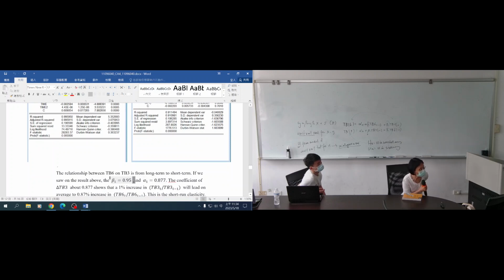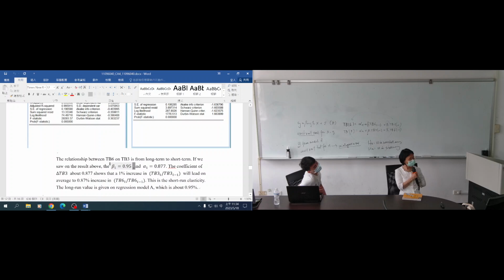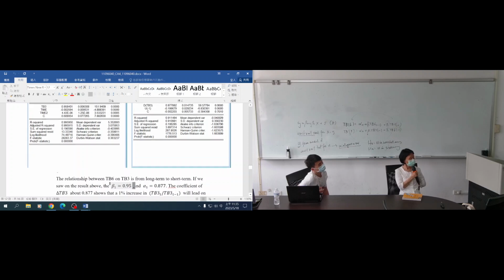And also the alpha 1 is 0.877 on the ECM model. And then the coefficient of delta TB3 is about 0.877, which shows that a 1% increase in TB3 will lead on average to a 0.87% increase in TB6. This is the short run elasticity. The long run is given on regression model A, which is about 0.95%.